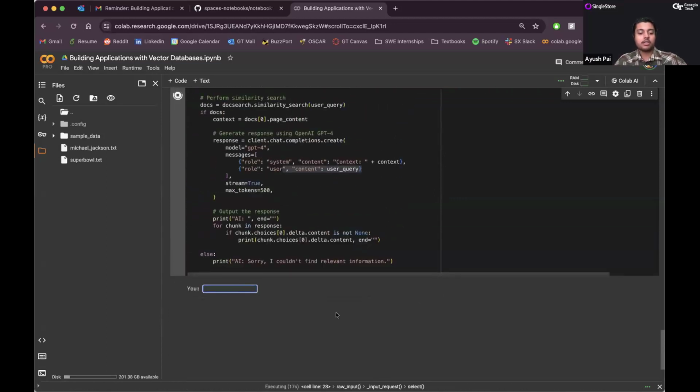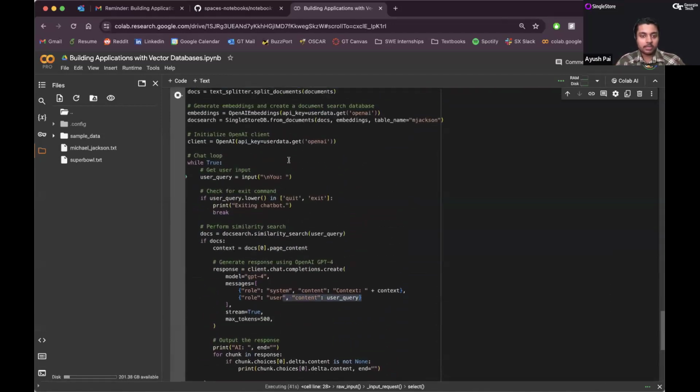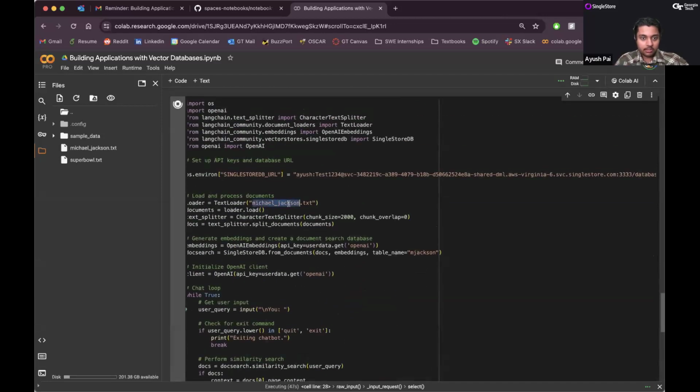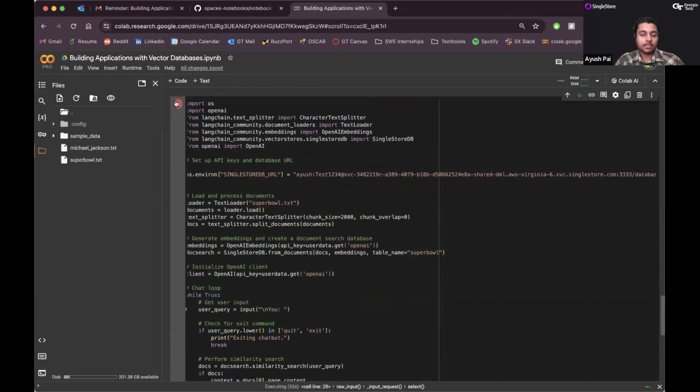Okay, so we have this interface here where you can input your questions. So you can say the same thing. What age did Michael Jackson die? So it was able to get the right information. I don't know why I was not able to get it from the text. Let's try a different document here. We also have another example with the Super Bowl. So let's try this .txt. And we'll create a new table called Super Bowl, and let's try that out.